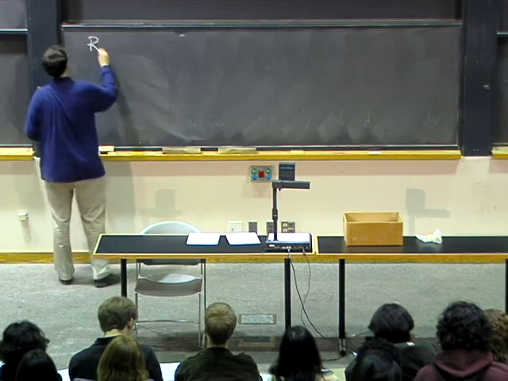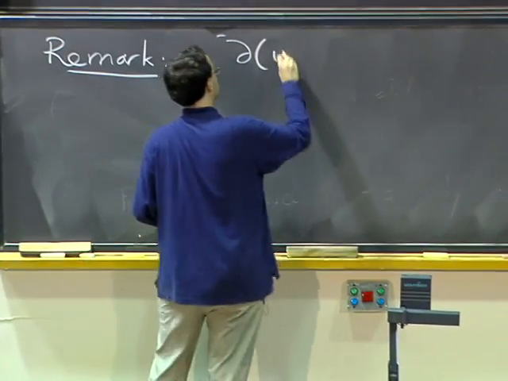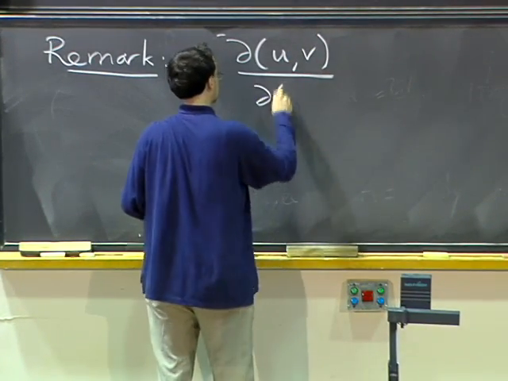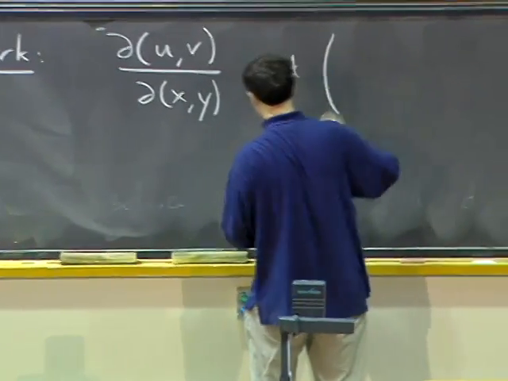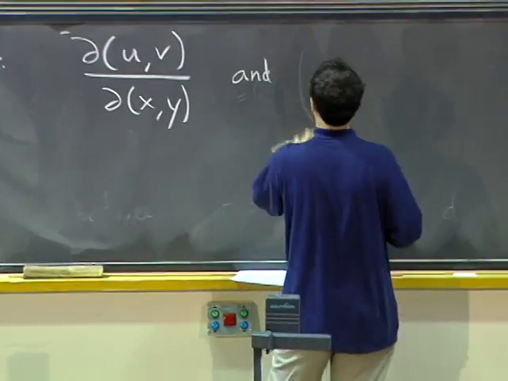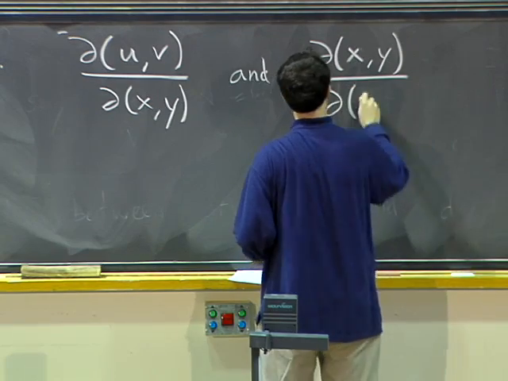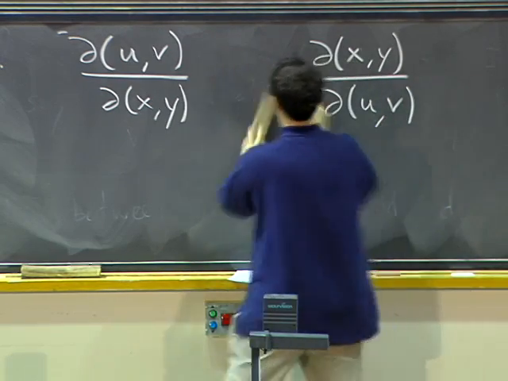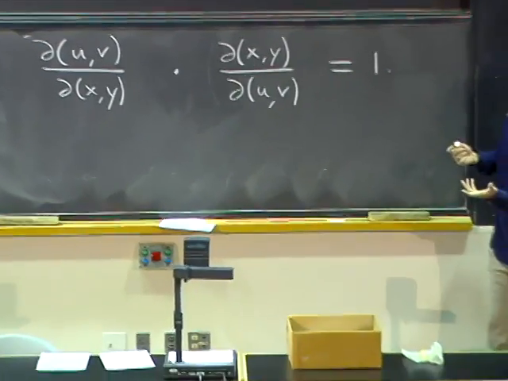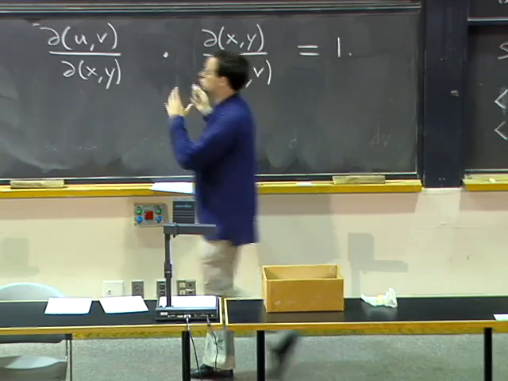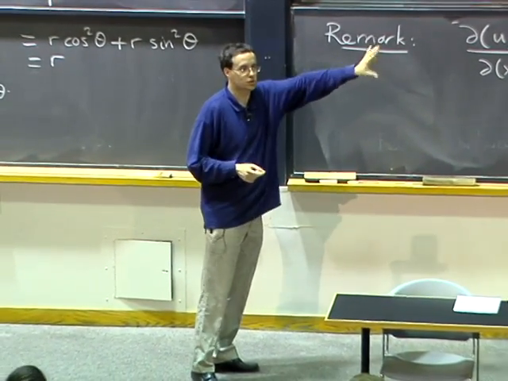Okay, so useful remark. Say that you can compute both of these. Then their product will just be 1. So they're the inverse of each other. So it doesn't matter which one you compute. You can compute whichever one is the easiest to compute, no matter which one of the two you need.